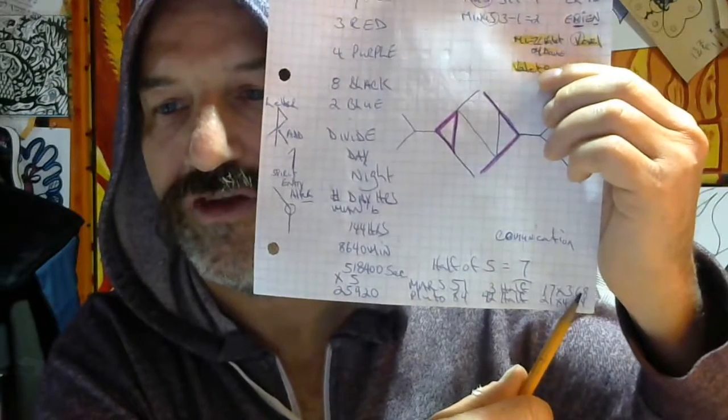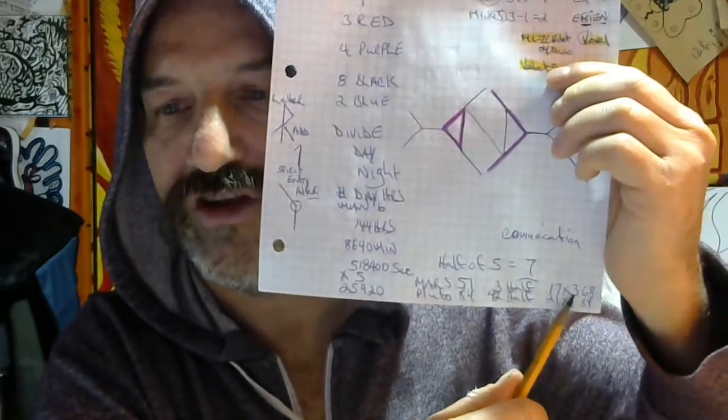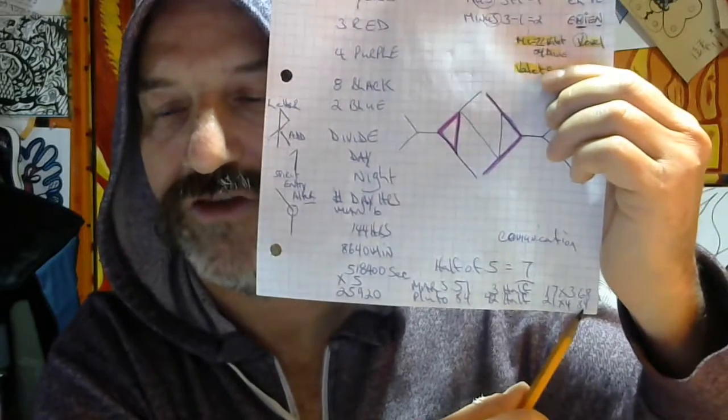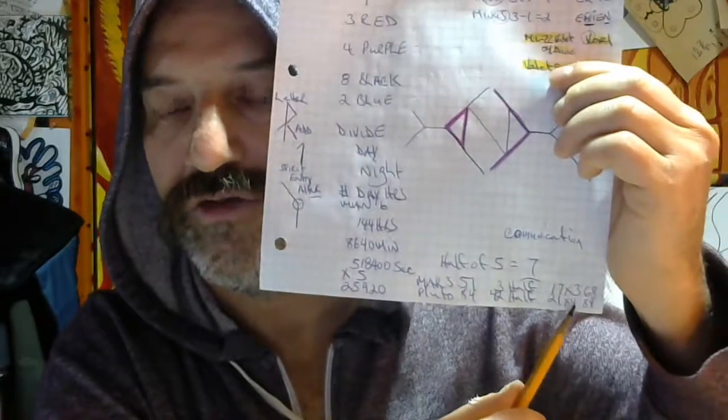17 by 4 is 68. 21 by 3 is 63. The 63 moons. 4 by 21 is 84. Communication through the moons of Jupiter.